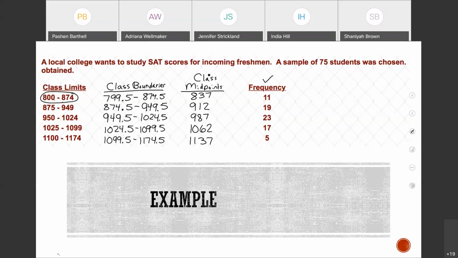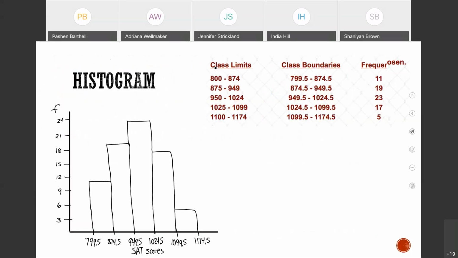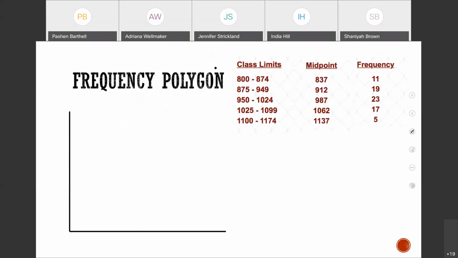Okay, so now we've got midpoints, we've got frequency. So we're ready to go draw our graph on this one. I just pulled this over so we can look at it again. We're going to draw the graph to go with it.